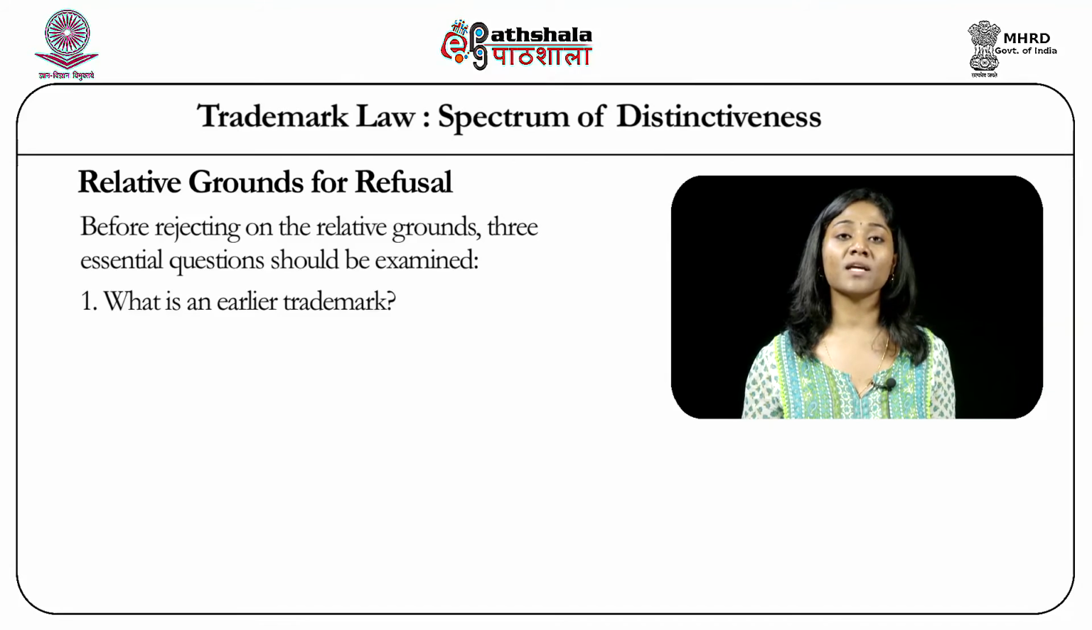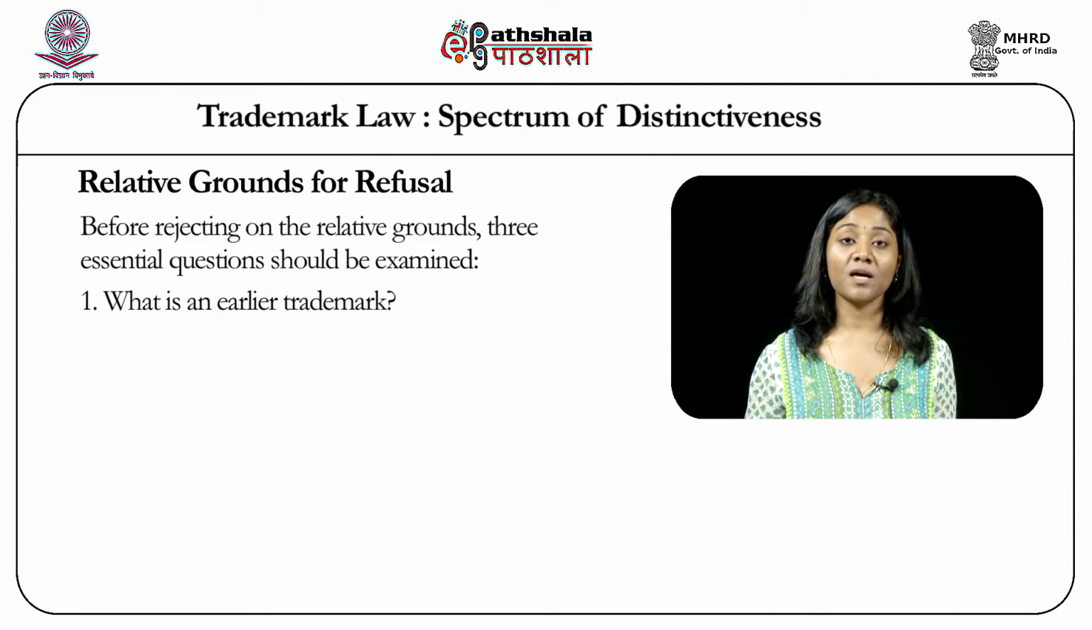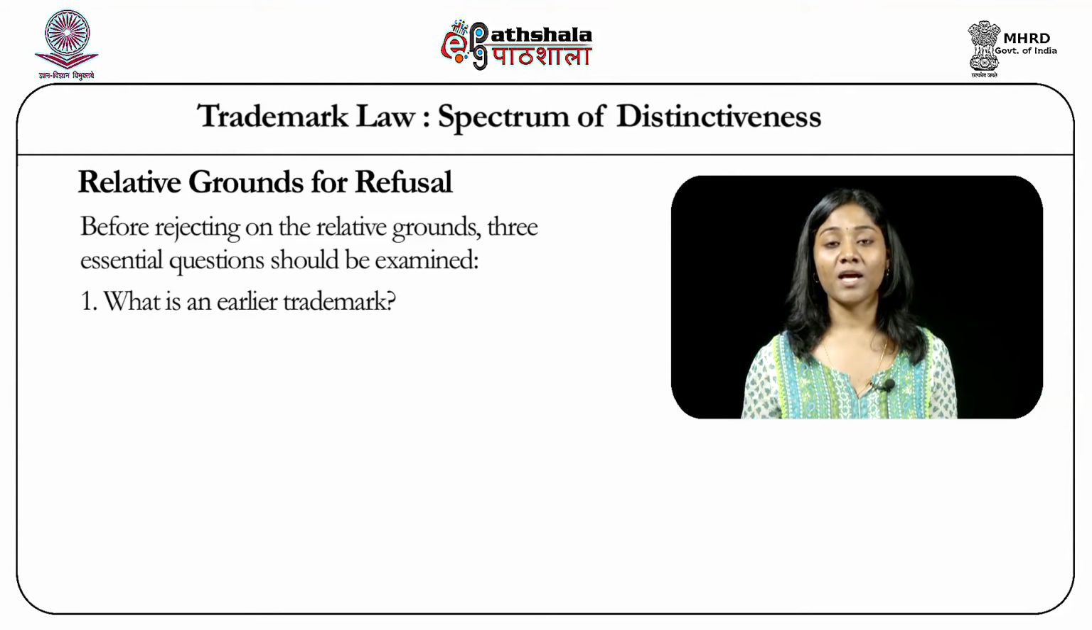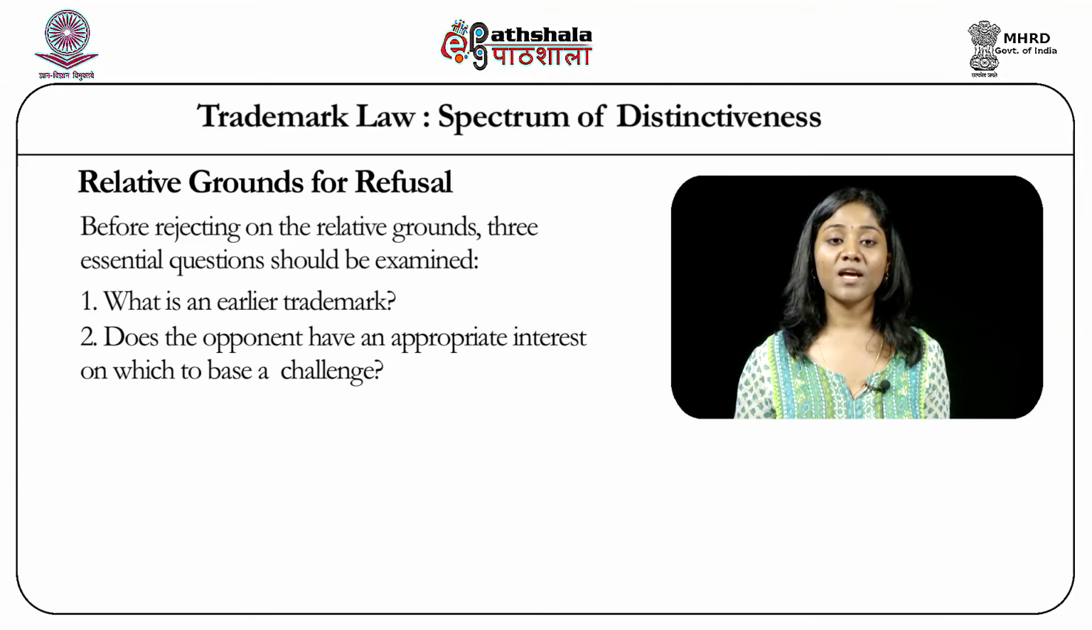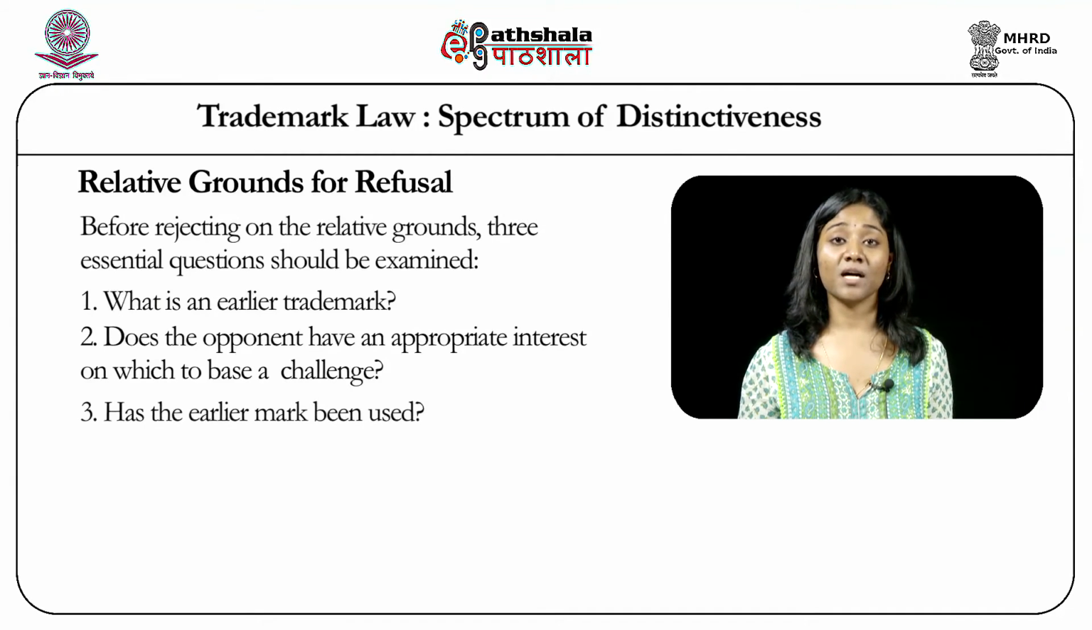An earlier trademark is any trademark which is already in the market and is being used by the proprietor, whether or not they are registered, or whether it is a common law trademark. Therefore, an action in the case of a second mover would be an infringement in the case of a registered trademark, or passing off in the case of a common law trademark. Does the opponent have the appropriate interest on which to base a challenge is important. And finally, has the earlier mark been used?